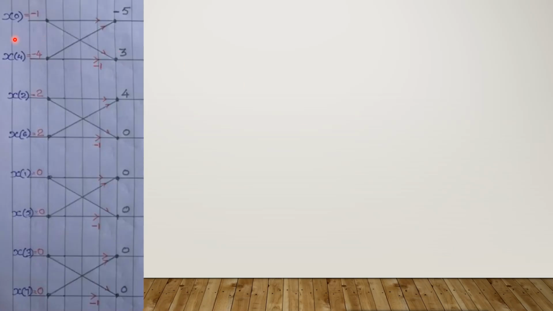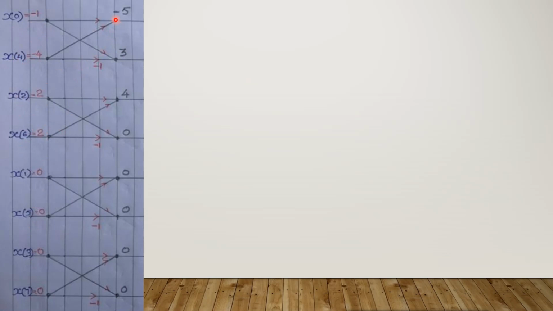We'll see the problem. First stage. I have written all the values of x of n: x of 0, x of 4, x of 2, x of 6, x of 1, x of 5, x of 3 and x of 7. All the values I have written. Now I am going to do the butterfly operation.